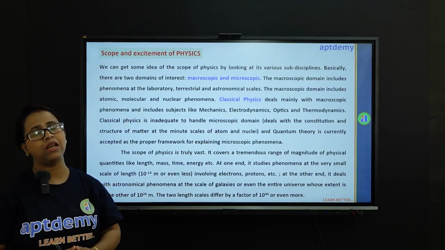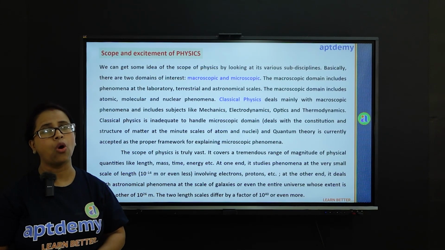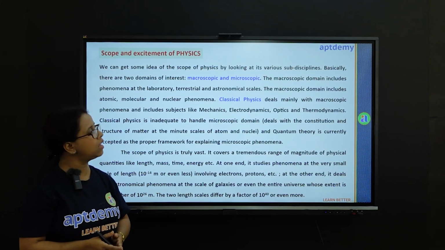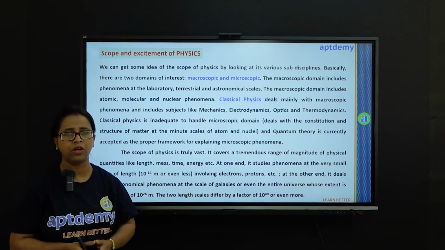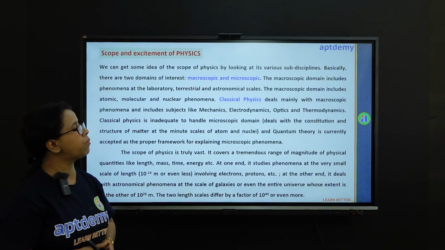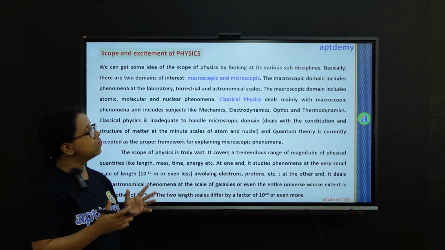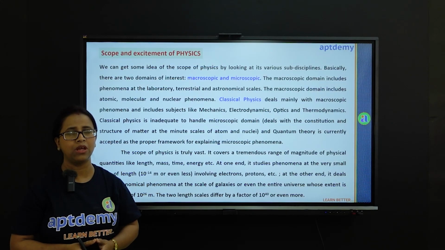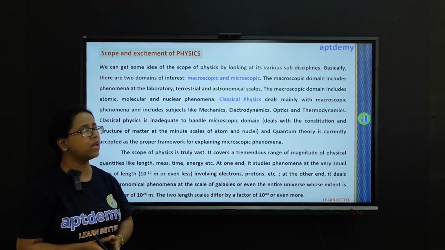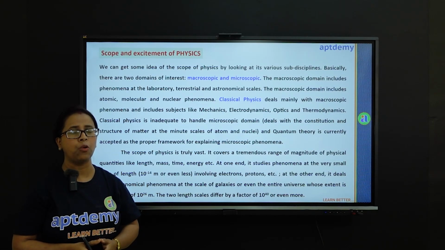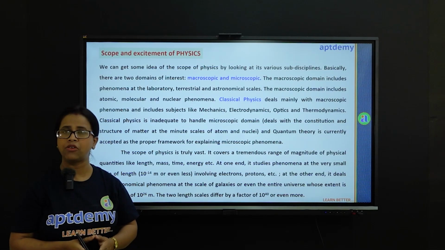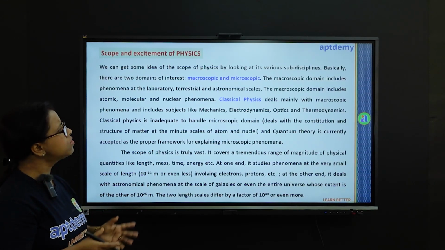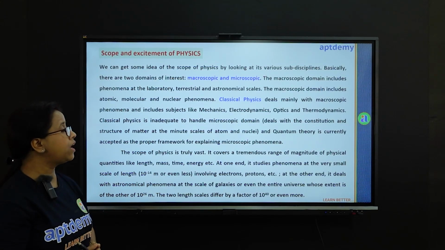Now, this is mainly done in a branch of physics called classical physics, which includes subjects like mechanics, electrodynamics, optics and thermodynamics. Now, when we are talking about the microscopic domain, we study it in a proper framework, that is quantum theory. Here we explain the different microscopic phenomena which are related to electrons, protons and other smaller particles. Now the scope of physics is indeed very vast.